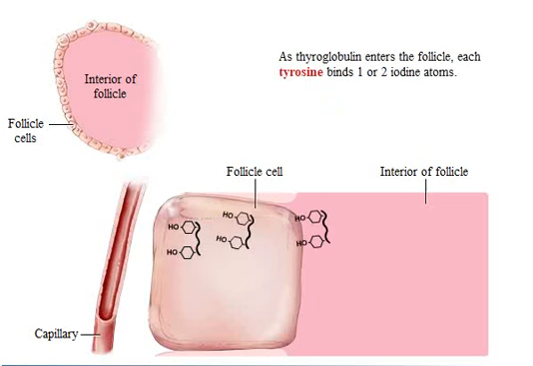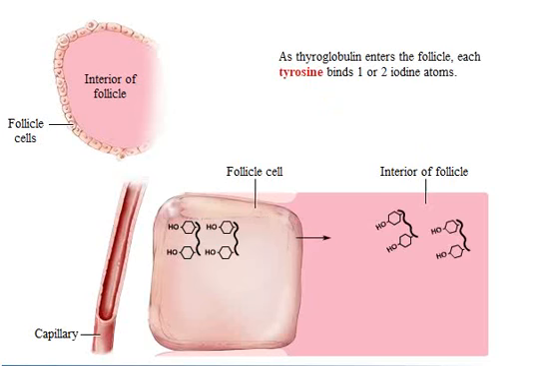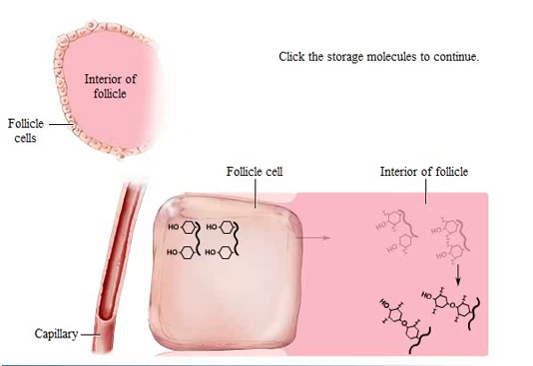As thyroglobulin enters the follicle, each tyrosine binds one or two iodine atoms. The iodinated forms of tyrosine couple, producing either a hormone with 3 iodine atoms, T3, or a hormone with 4 iodine atoms, T4, that is still a part of thyroglobulin. This molecule is stored until the follicle cells are stimulated to release thyroid hormone. Click the storage molecules to continue.